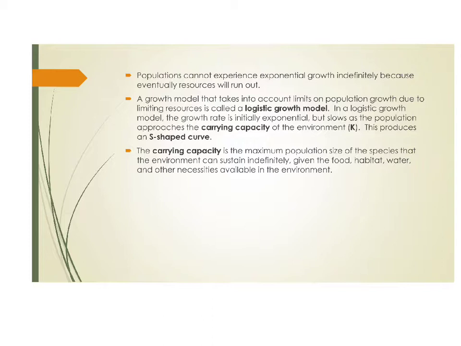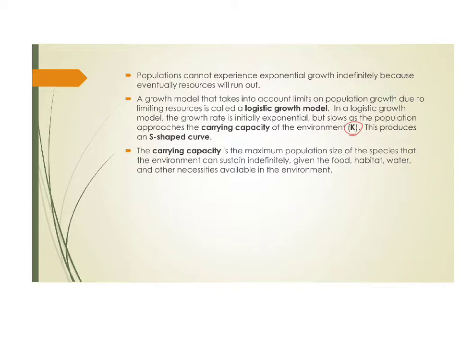Populations cannot experience exponential growth indefinitely because eventually resources run out, right? And conditions are not ideal. A growth model that takes into account limits on population growth due to limiting resources is called a logistic growth model. In a logistic growth model, the growth rate is initially exponential, but it slows as the population approaches the carrying capacity of the environment, and that is abbreviated by the capital letter K right there. And again, that is the same K that you see when we talk about K-selected species.